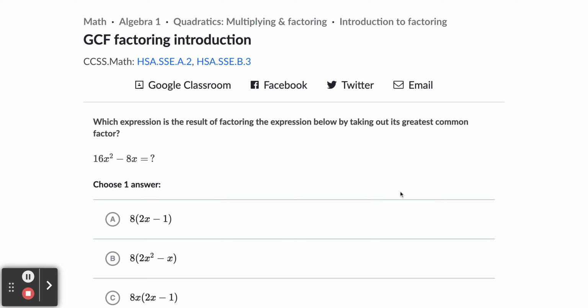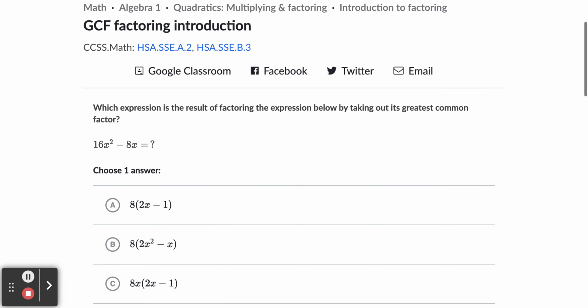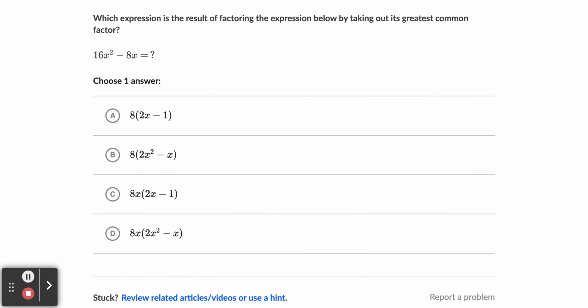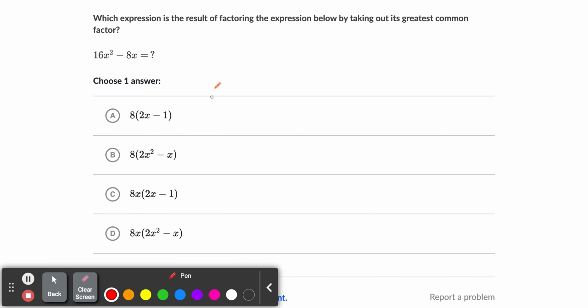Okay, so we are starting to factor expressions. The most common way to factor something is to take out the greatest common factor. So this question is, which expression is the result of factoring the expression below by taking out its greatest common factor, right? So GCF, I can write that here.